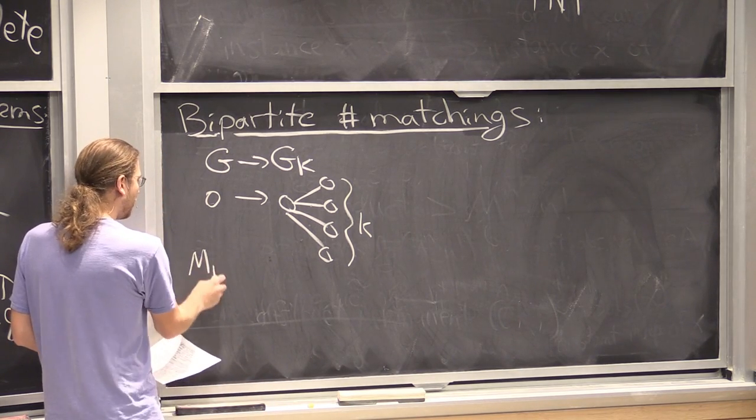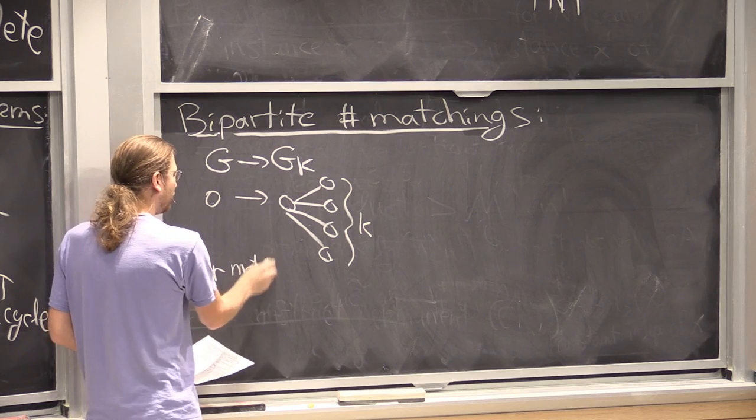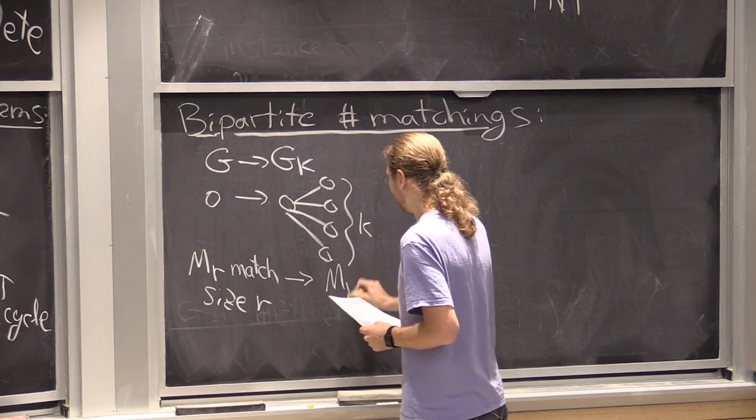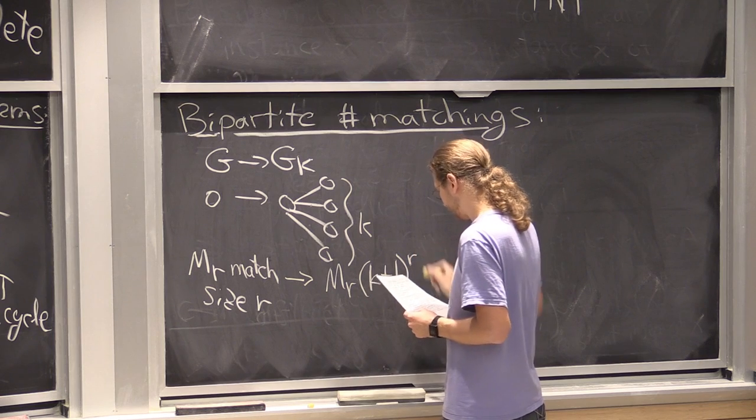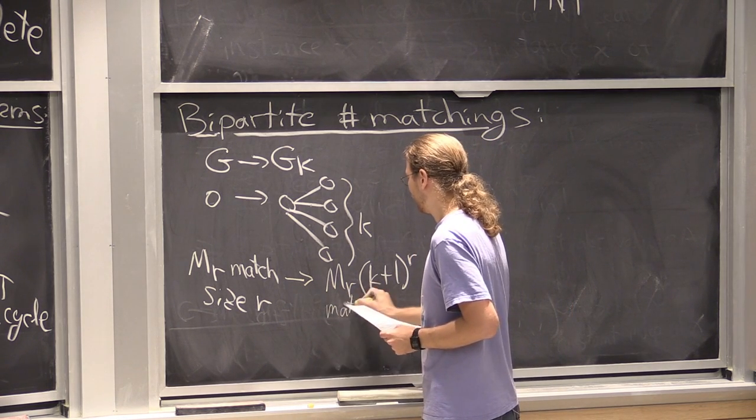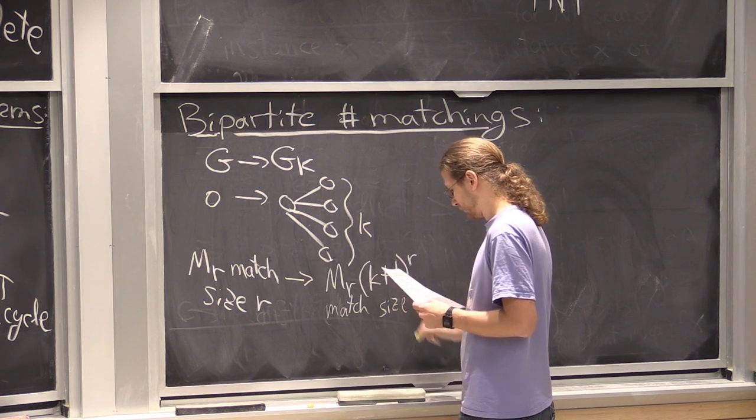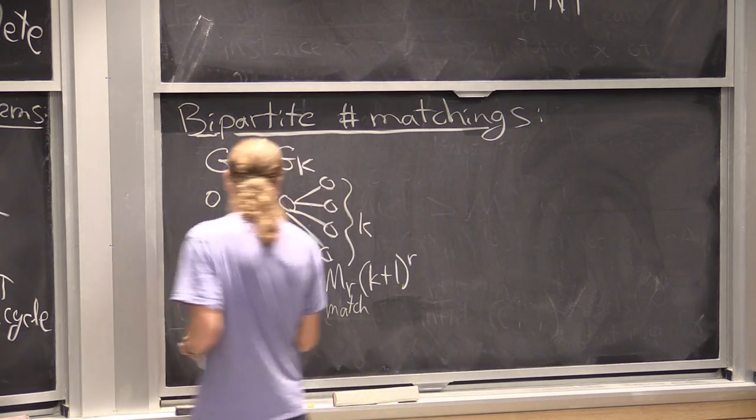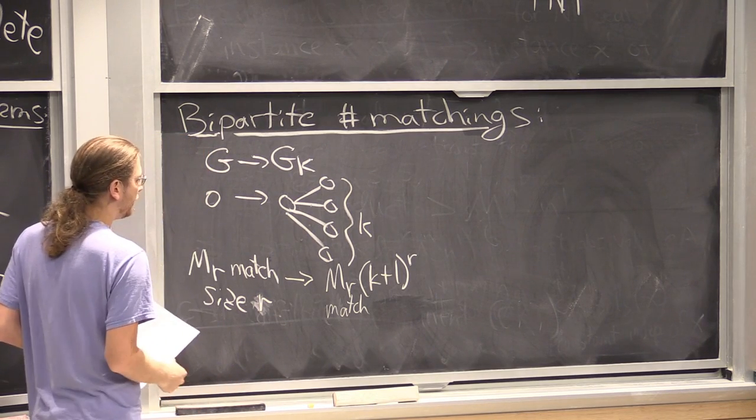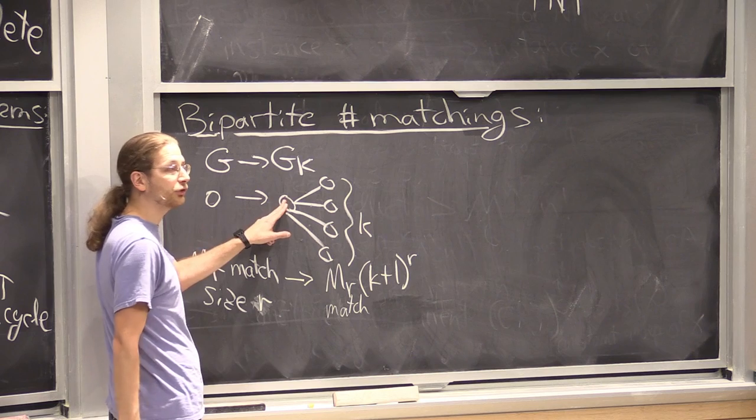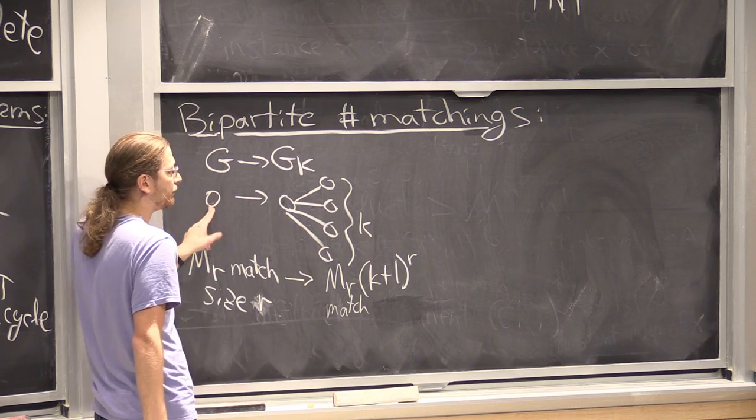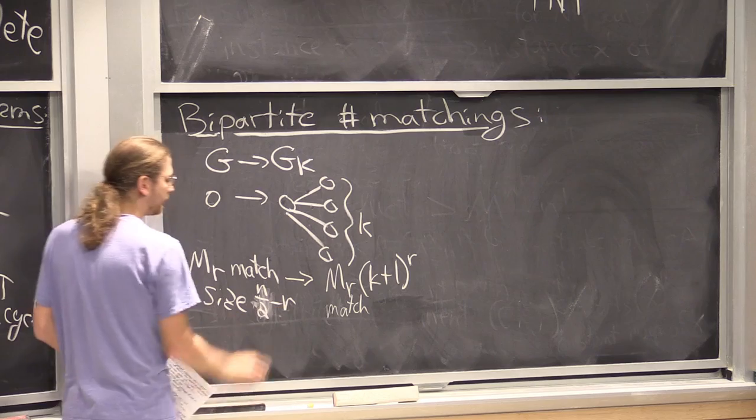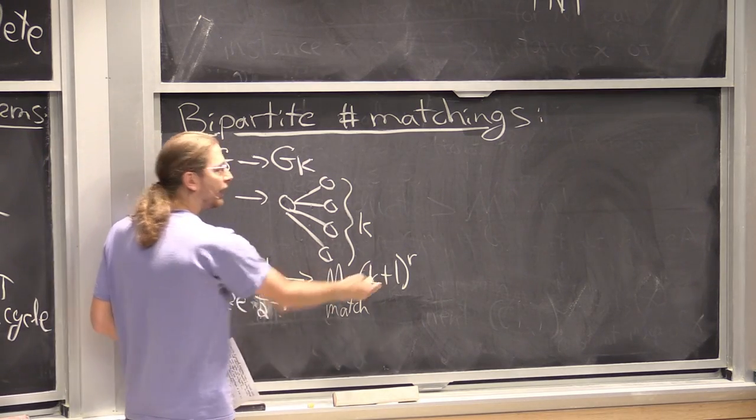So if I have m_r matchings of size r over here, these will get mapped to m_r times (k plus 1) to the r matchings over here. Because for each one, I could either leave it unmatched, or I could add this edge, or this edge, or this edge, and that's true for every unmatched vertex. So sorry, this is not size r, this is size n over 2 minus r. r is going to be the number of leftover guys. Then it kind of pops out over here.